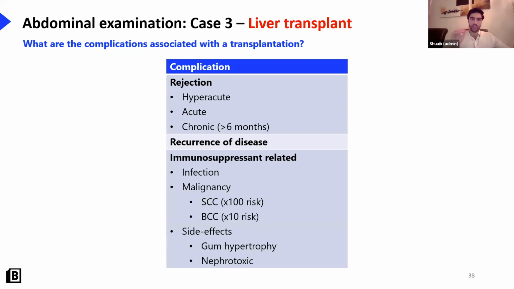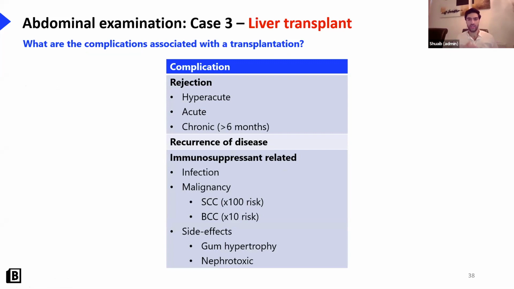So again, what are the complications associated with a transplantation? Really common question and is applicable for any transplant that you get. So this is a summary for either liver or renal. It's all the same complications, okay? Rejection, recurrence, and immunosuppressant. So think of those three things. Those are your high yield titles. Rejection is split up into hyperacute, acute, and chronic. Recurrence of the original disease process.